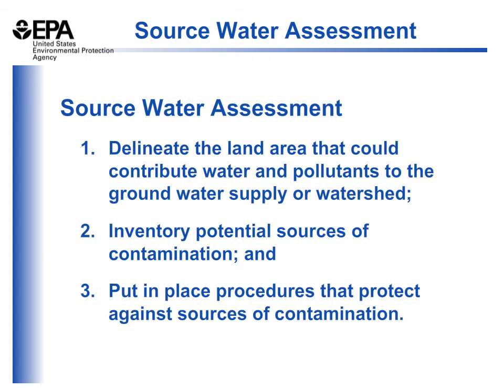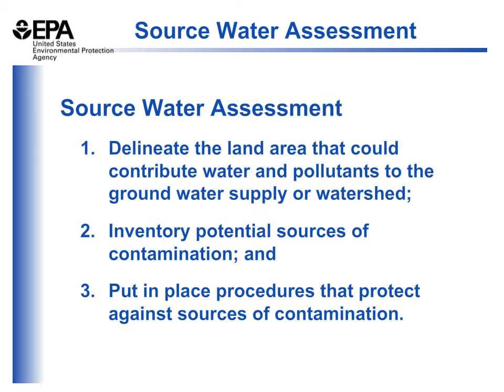So let's review what we've covered to date. We've discussed the different types of public water supply systems and the definitions that come from the Safe Drinking Water Act. We've looked at how water moves through the environment and how we collect that water through a surface water intake or a groundwater well. We've talked about the different treatment processes for surface water systems and the different components of a well pumping system. And now at this point, we're going to shift gears and talk about source water assessment.